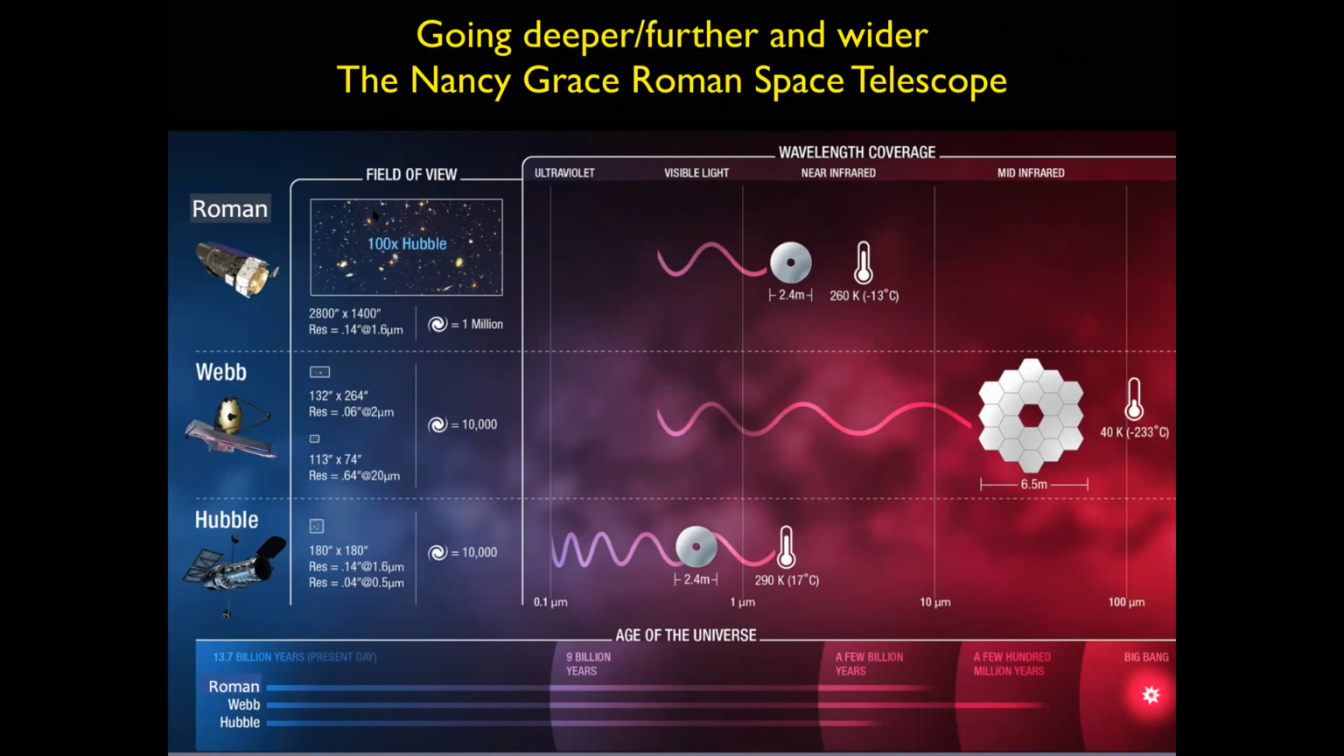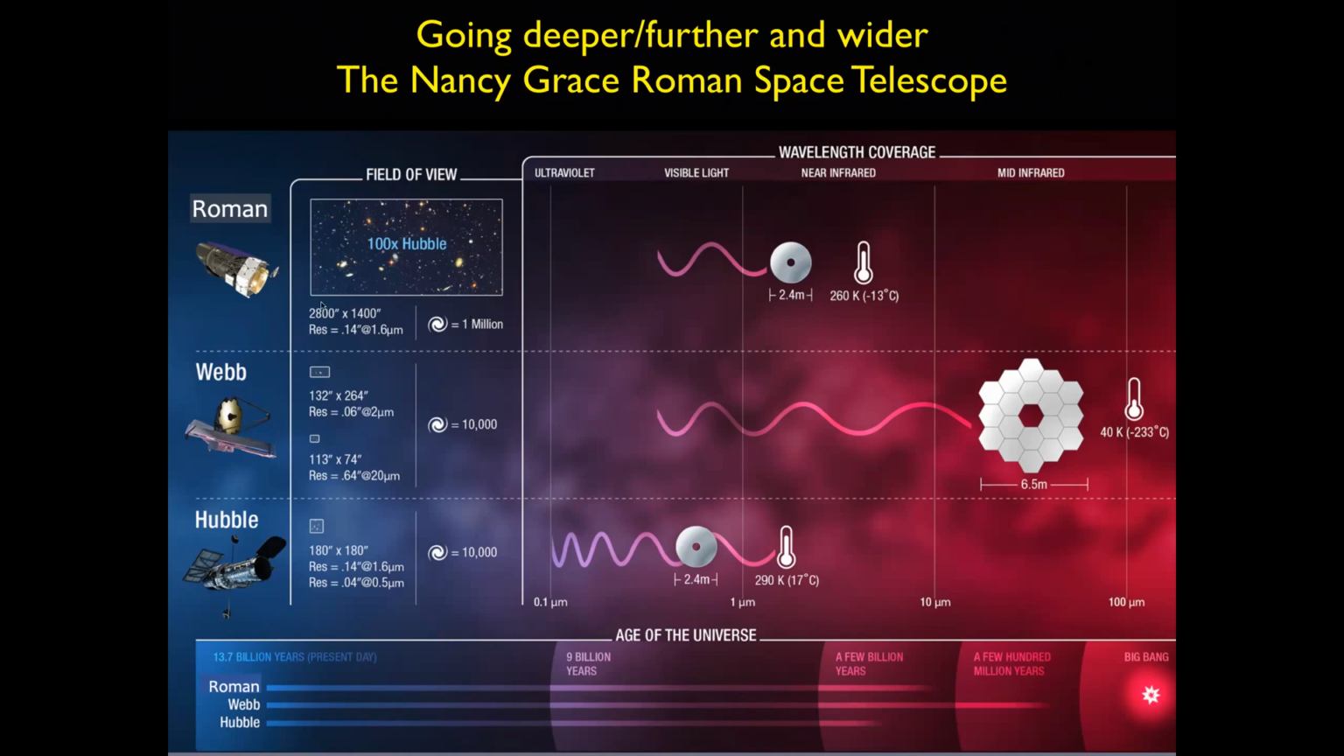The Roman telescope will have 100 times the field of view of Hubble over a similar wavelength range. It doesn't go to the ultraviolet, so it's just the visible and infrared. Same size mirror as Hubble, but we'll have 100 times the field of view, but at Hubble resolution. So it'll do the Hubble Ultra Deep Field with 1 million galaxies instead of just 10,000 galaxies or 1,000 galaxies.